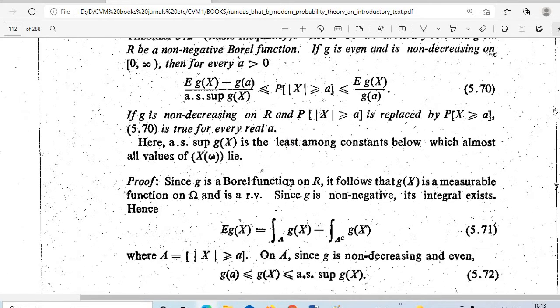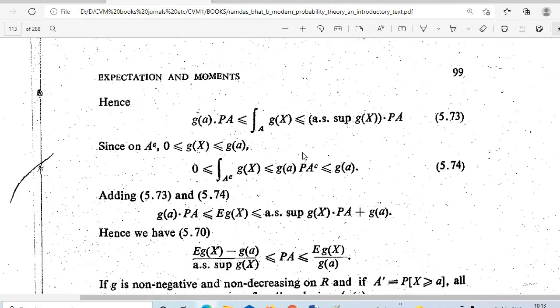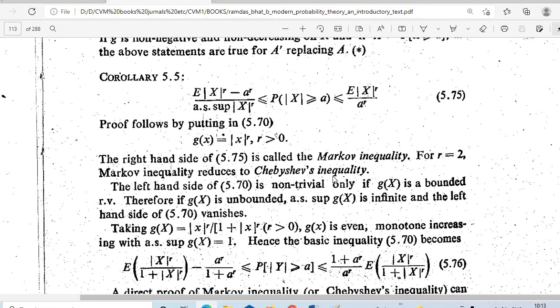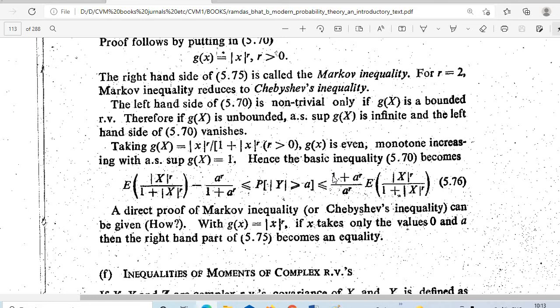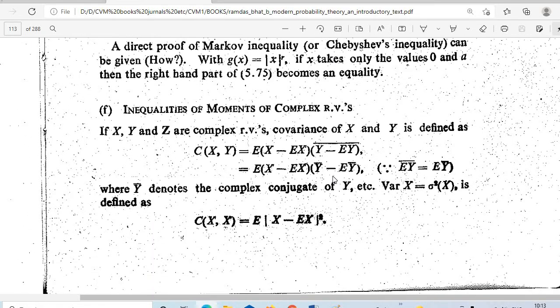Now basic inequalities, I think we have already studied them. We have discussed and proved all these results: Markov inequality, Chebyshev's inequality, everything we have discussed. Now we consider inequalities of moments of complex dynamics.